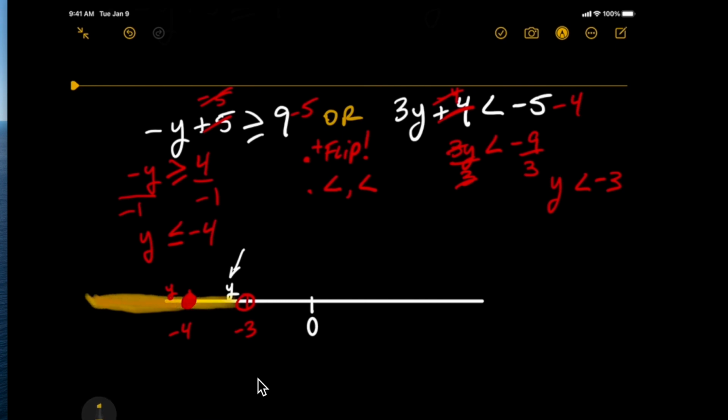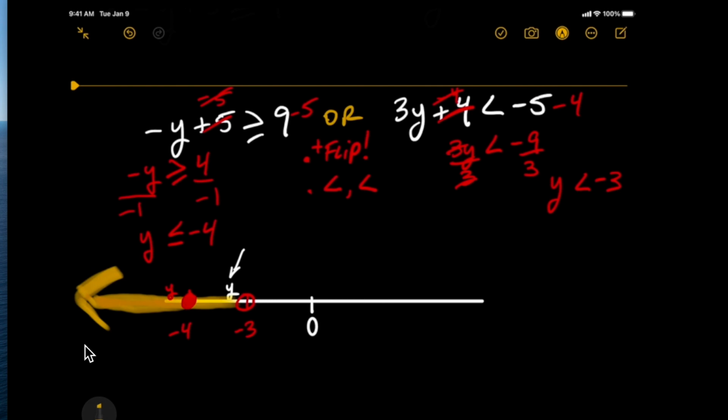So look what we have, folks. We have a unique situation for an OR problem. All of this is going to be shaded. You are more inclusive when you have an OR problem. It's going to be shading here or shading there. You err on the side of being more inclusive when you have an OR problem. So this is your final solution.